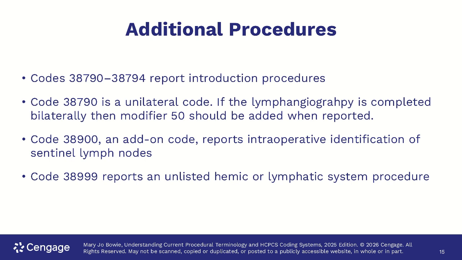You have injection procedures. So, like for a lymph angiography, there is a note there that tells us that code 38790 is a unilateral code. So, if the lymph angiography is done bilaterally, modifier 50 is assigned. You also have add-on code 38900, which is for identification of a sentinel lymph node, but it is an intraoperative identification of a sentinel lymph node.